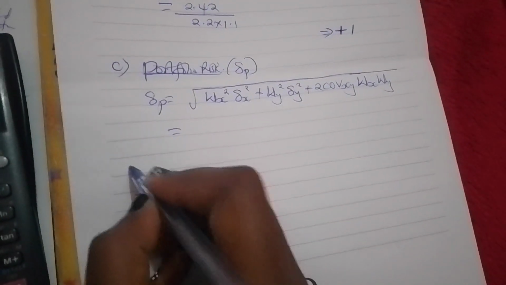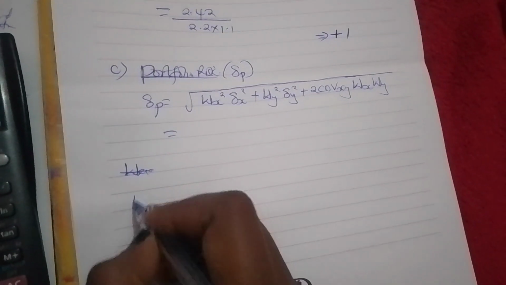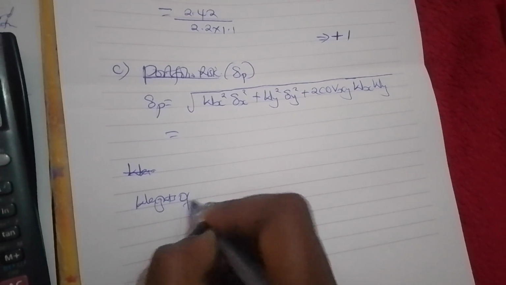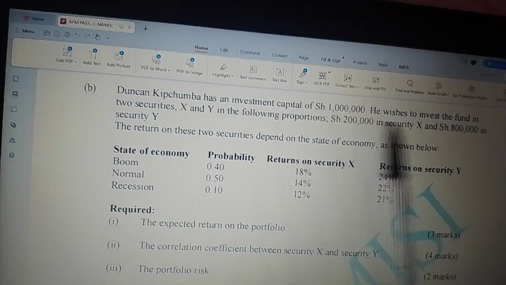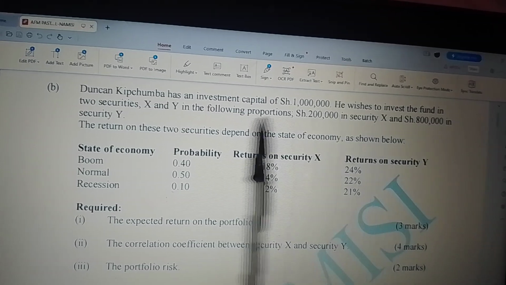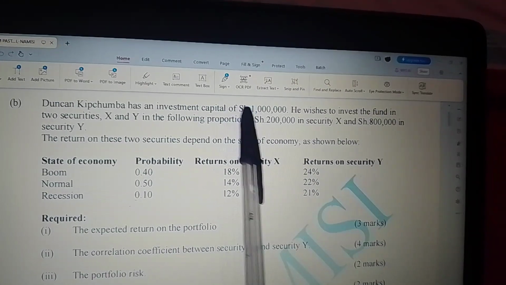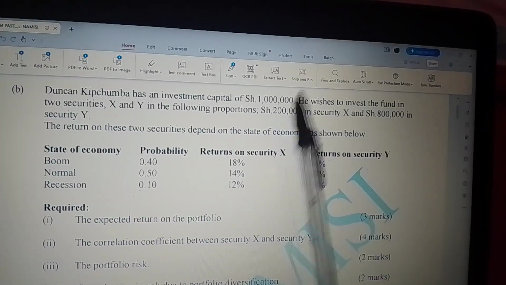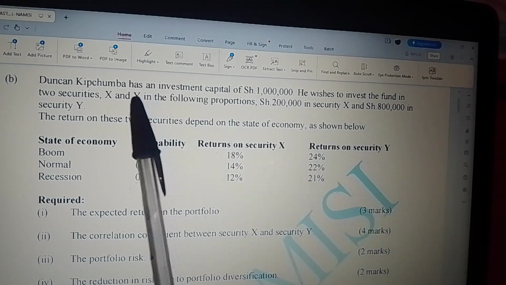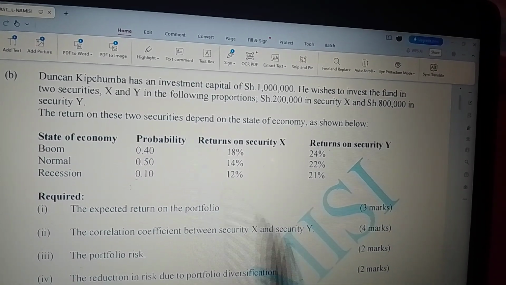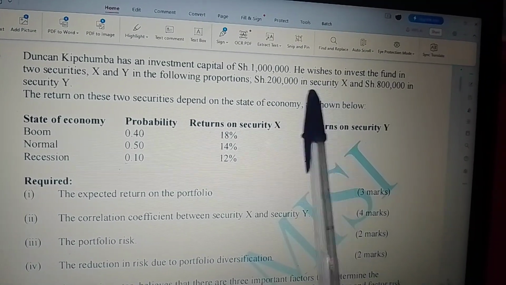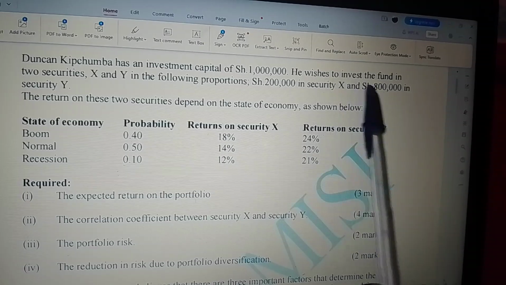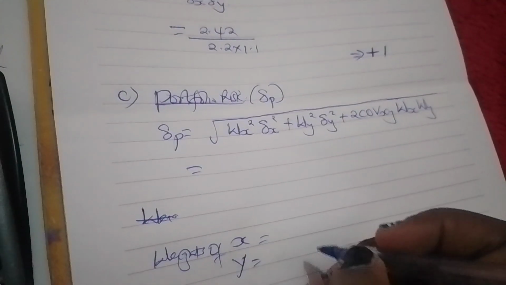What are the weights? Let's do it over here, the weights of X and Y. How do we get it? To get the weights, we look at this first sentence that they had written over here. You had been told, Duncan Kipchumba has an investment capital of 1 million. This is the total amount that he wants to invest. He wishes to invest the funds into securities X and Y in the following proportions. In security X, he will invest 200,000, and 800,000 he will invest in security Y. So from that, it will give us the proportions.